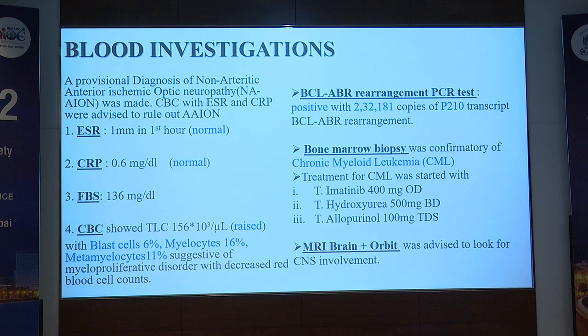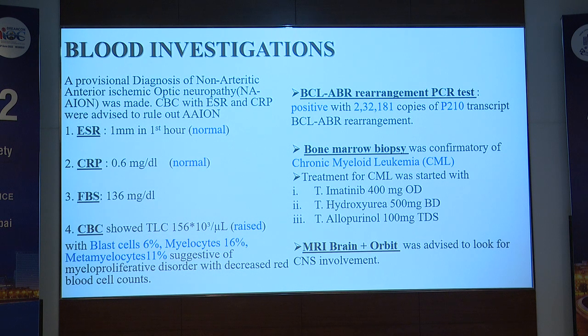And the CBC, with ESR and CRP, were advised to rule out arteritic AION. ESR and CRP came out to be normal, but the CBC was highly raised with blast cells 6%, myelocytes 16%, and metamyelocytes 11%, suggestive of myeloproliferative disorder. Therefore, a BCR-ABL rearrangement PCR test was done, which came out to be highly positive, and the bone marrow biopsy was done, which confirmed the diagnosis of chronic myeloid leukemia.